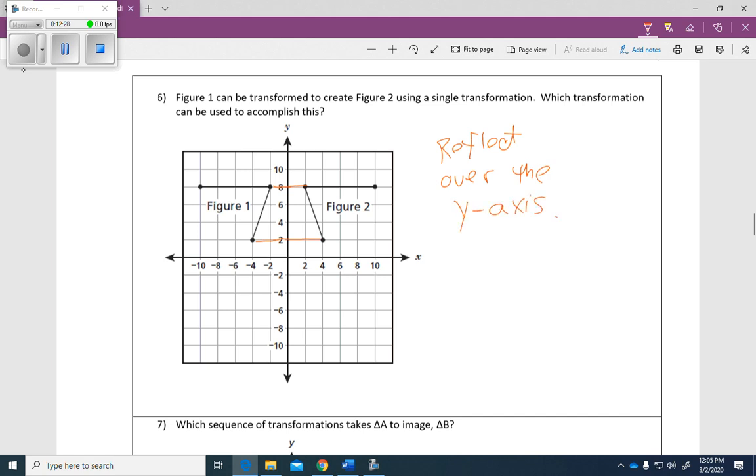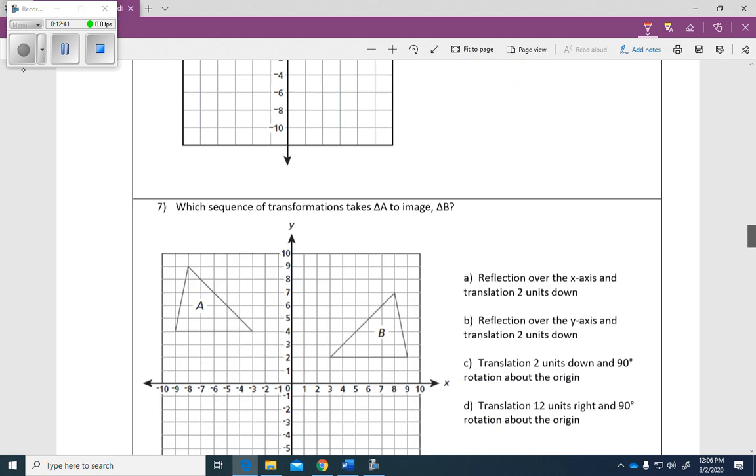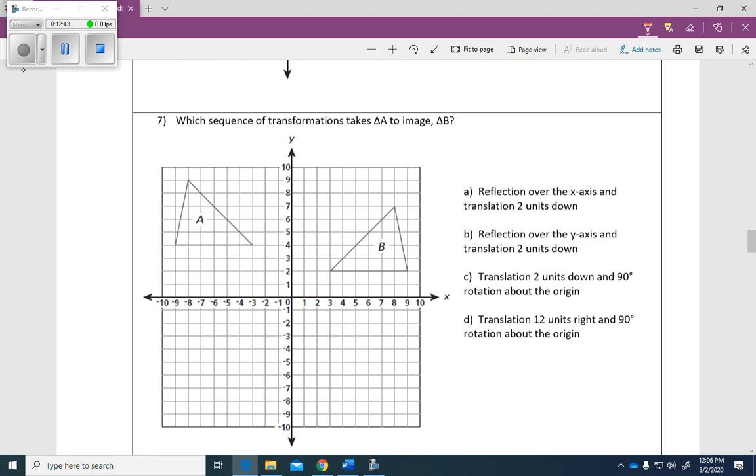Whenever you state the rule, that's what this is called, a rule, you have to be specific. You can't just say reflect. You have to be specific. You're reflecting over the y-axis. When they ask which sequence of transformations, ooh, that means more than one. A sequence of transformations takes triangle A to B.